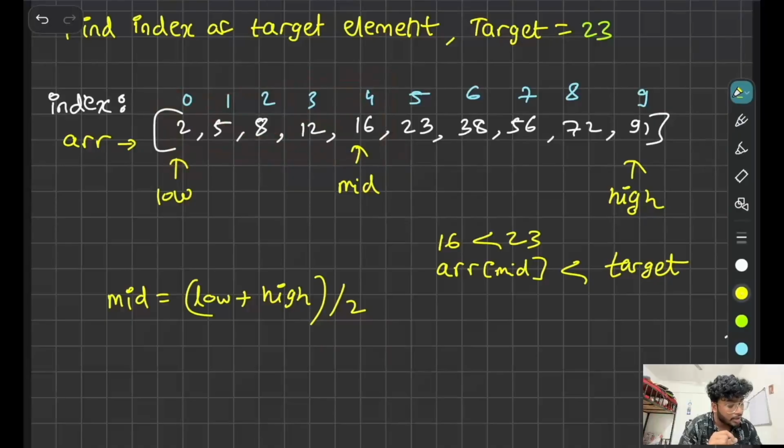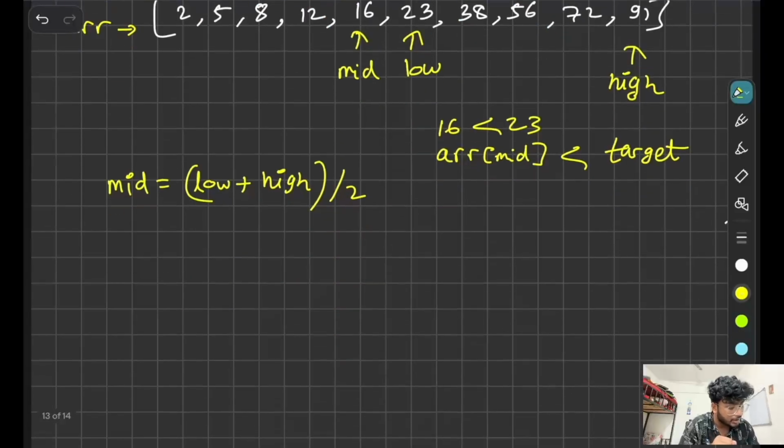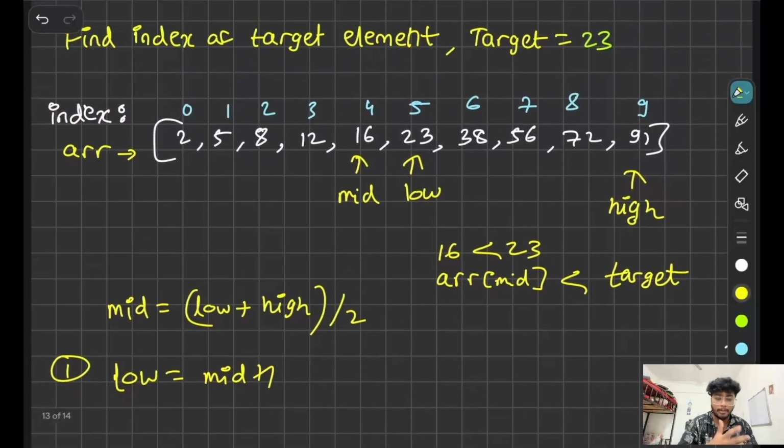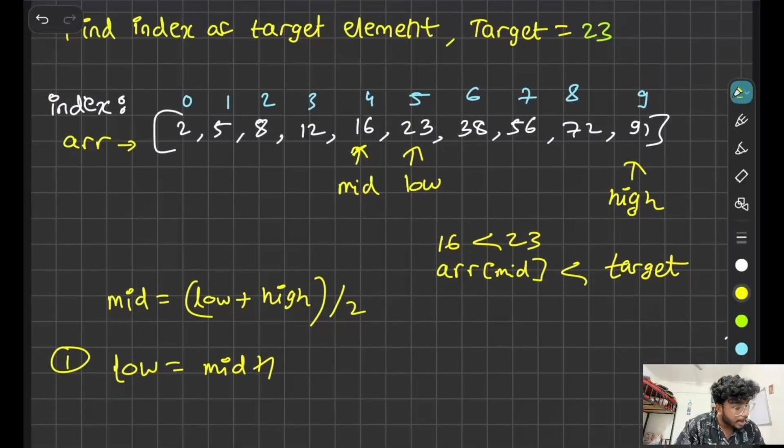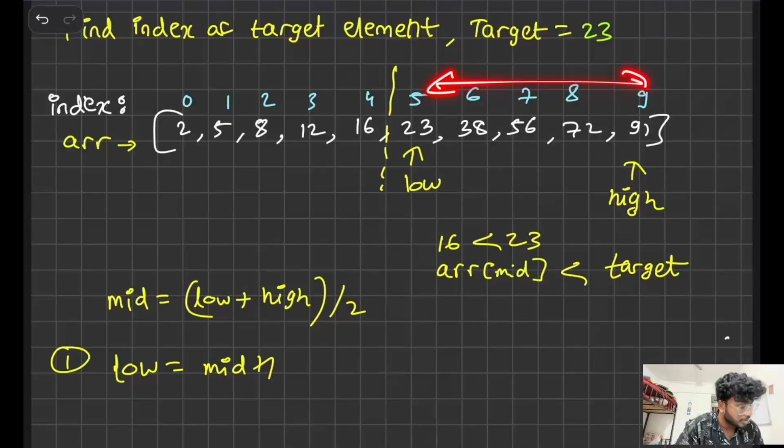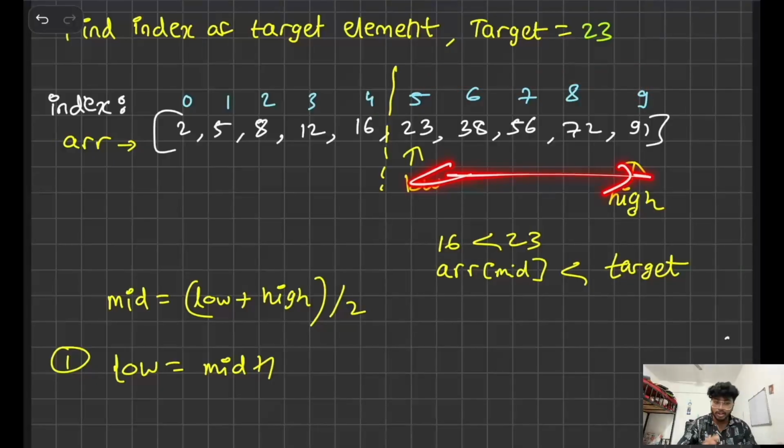So what I'll do is just make my low pointer mid plus 1. So low would be this. I'll update my low pointer equal to mid plus 1. This is my updation if required. Now I know my answer does not lie here, so I'll draw a line here. Now this is my new search space. Now I have to search the element in this new search space, right?